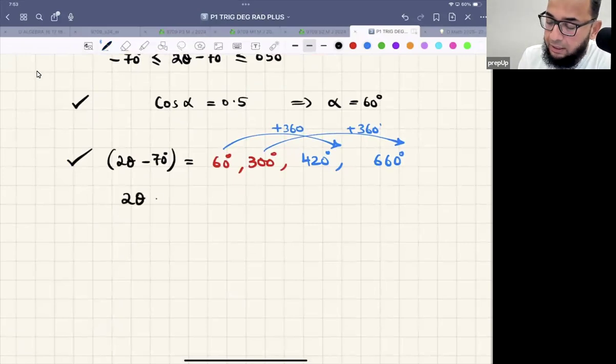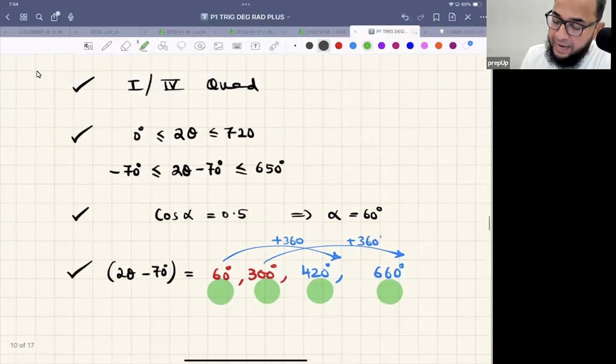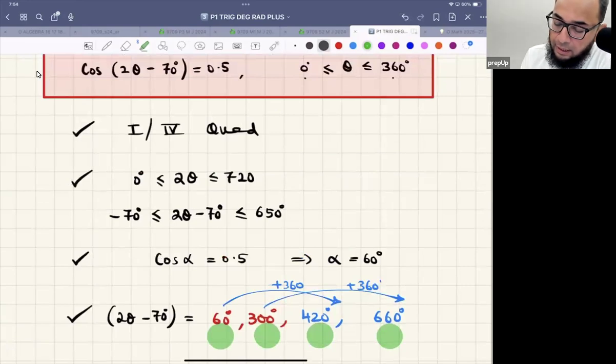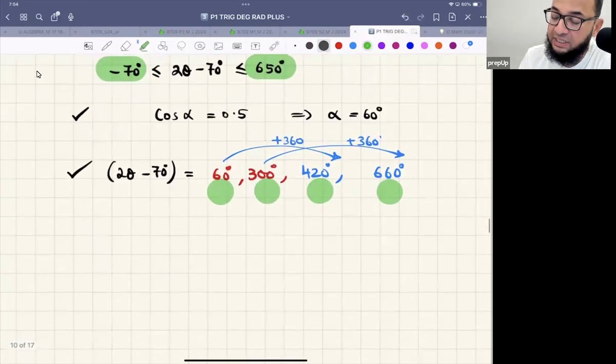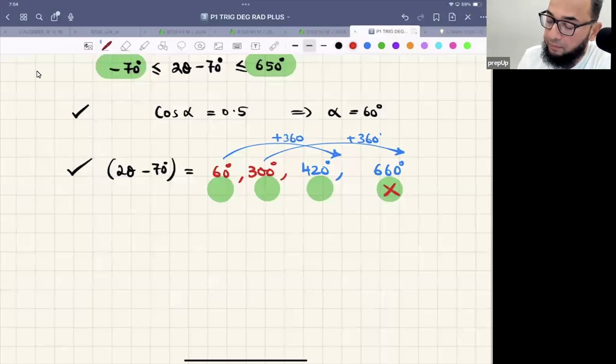So 2 theta is equal to, but wait a minute, even before that, the checking part. Let me grab the green marker. These are 4 answers, 1, 2, 3, and 4. Check whether these are part of this range or not, minus 70 till 650. So over here, 60 is good, 300 is good, 420 is good, 660 is good. So this 660 cancels out because it's out of range. So you have to drop this out.